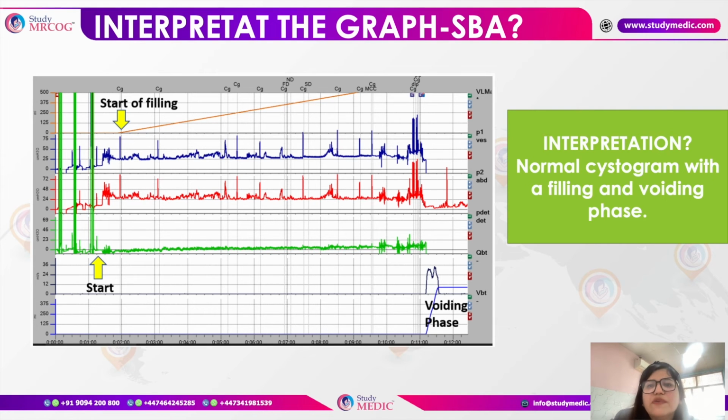So when you cough, what happens? Your abdominal pressure increases and there is increase in P vesical pressure. But since there is no change in detrusor pressure, there is no leakage. So this is what a normal graph looks like, and even the voiding uroflowmetry graph is also normal. It looks like a bell-shaped graph. So it has a filling and the voiding phase.